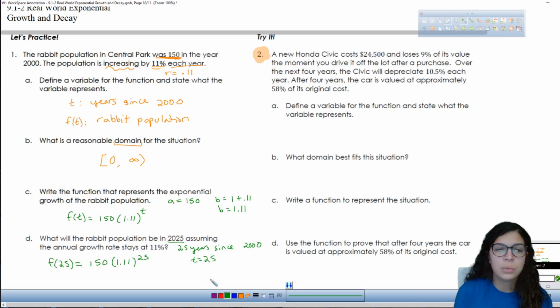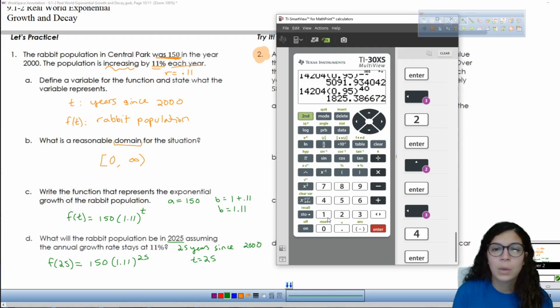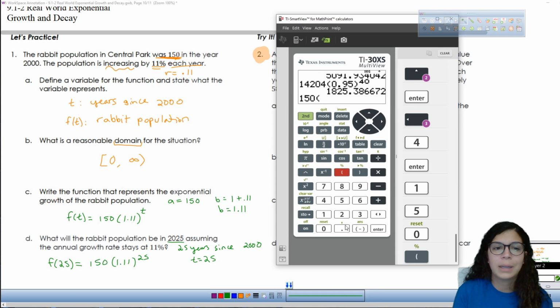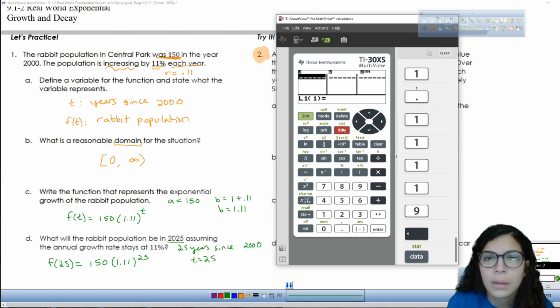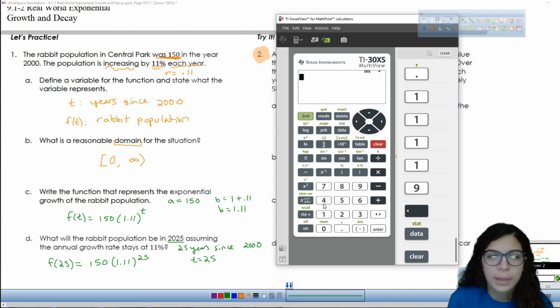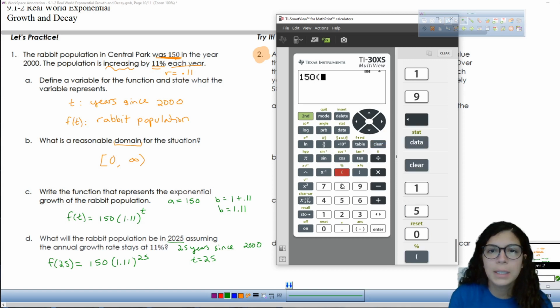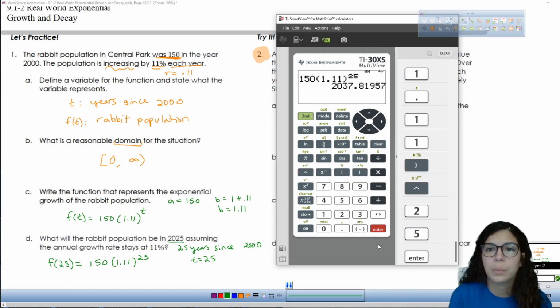And again, we could just use our calculator for this. 150 times 1.11 to the power of, oh, I think I put a few too many ones there. So let's try that again. 150 times 1.11 to the power of 25. And we get 2037.82.